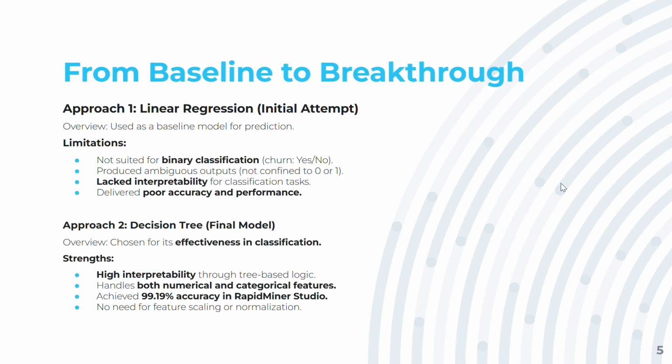As we already saw, first we approached linear regression. It is not suited for our model, since it provides poor accuracy and performance, so we moved on to the classification model, that is, the decision tree. It provides high interpretability based on tree logic and also handles both numerical and categorical features. It also achieved 99.19 accuracy in our studio. So we choose the decision tree here.